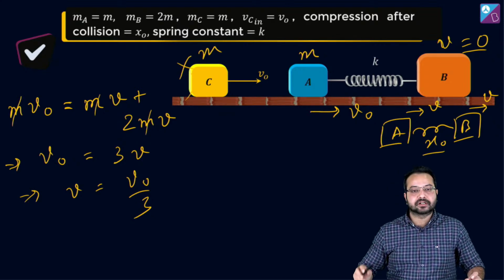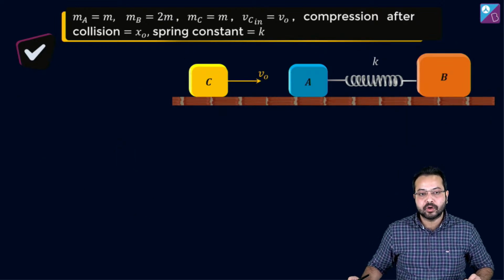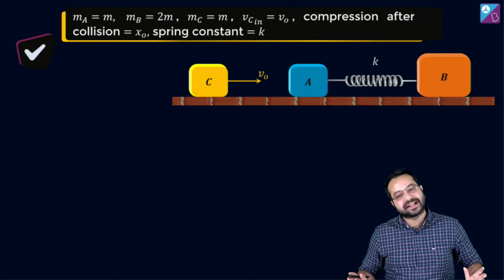So we have the final velocities of the blocks. We also know the compression of the spring. Now what can we do? Now we can conserve mechanical energy.